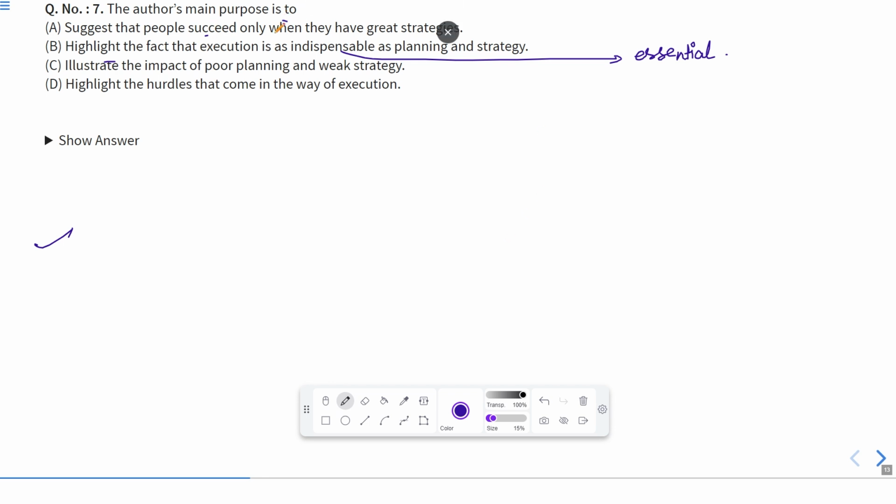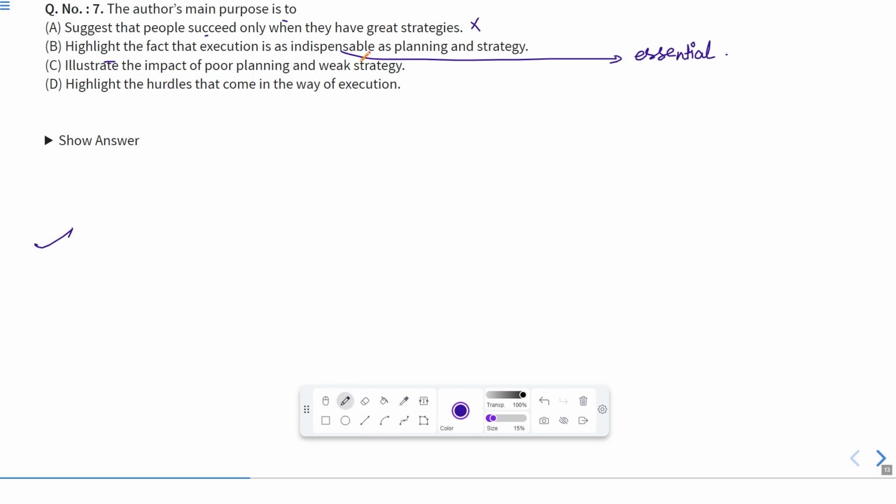Okay, it means we're not succeeded. It means the first statement is incorrect according to the passage. The second one highlights the fact that execution is as essential as planning and strategy. It means execution is equally important as planning and strategy. It means you need to do execution, otherwise your planning is worthless, as it is suggested in the passage.